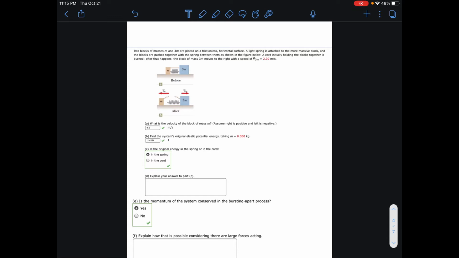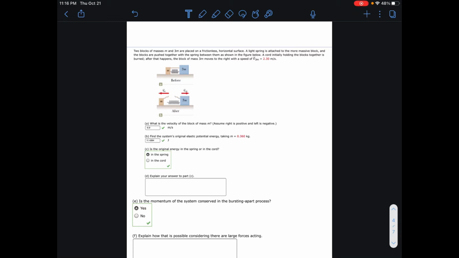So here we go. Two blocks of masses m and 3m are placed on a frictionless horizontal surface. A light spring is attached to a massive block, and the blocks are pushed together with a spring between them, as shown in the figure below. A cord initially holding the blocks together is burned. After that happens, the block of mass 3m moves to the right with a speed of v sub 3m equal to 2.3 meters per second.